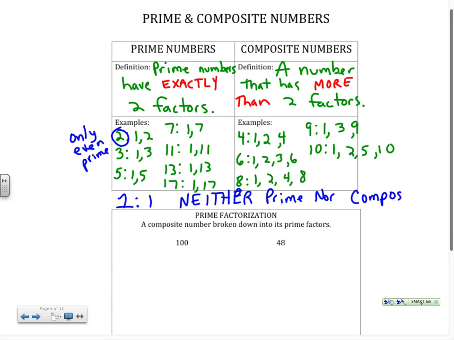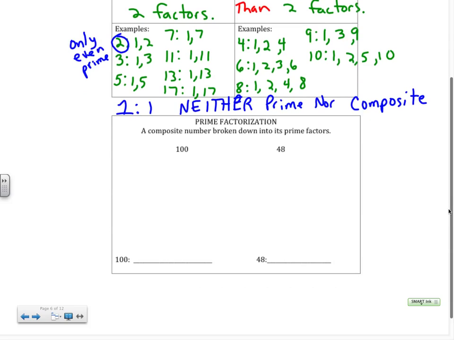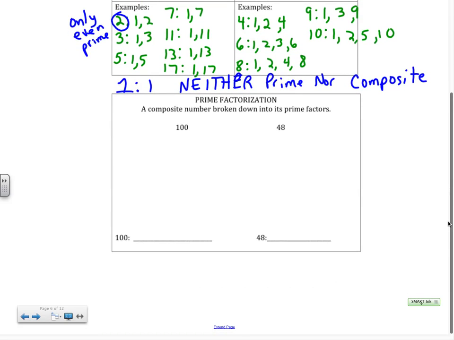So it's basically just a number. We can call it a counting number. We can call it a natural number, but it's not prime or composite. Let's take a look now at prime factorization. Okay, so we know what prime numbers are and composite numbers are.